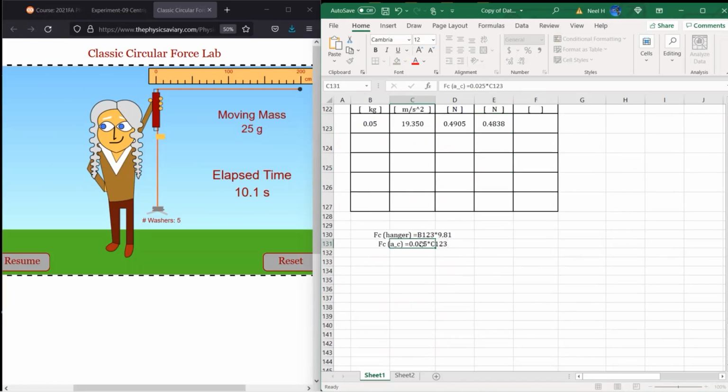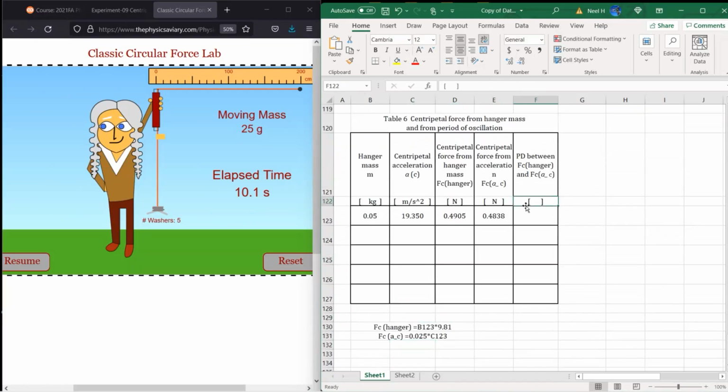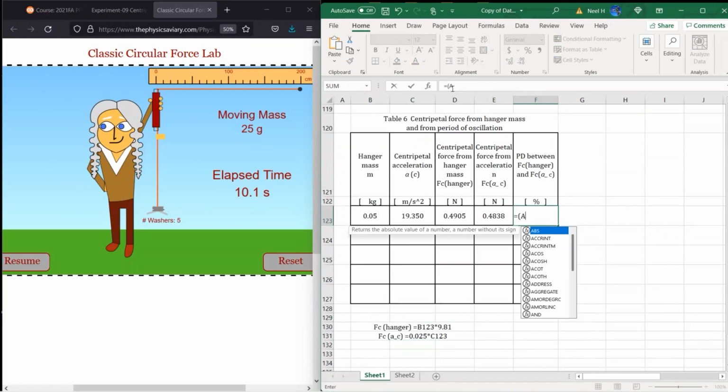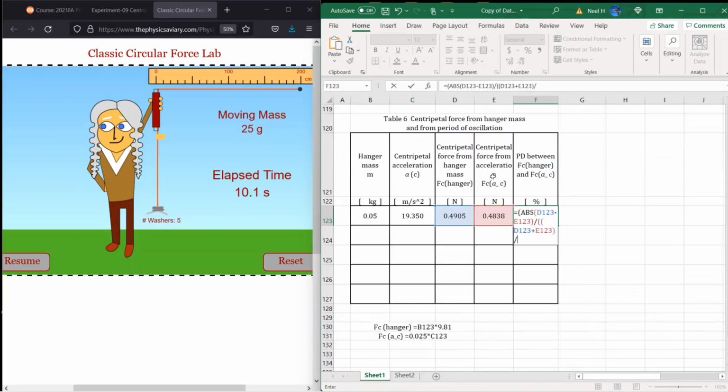Okay. Then we'll compare those two. There's no standard value or anything, so we'll do the comparison in terms of percent difference. Equal open bracket ABS, difference between the numbers divided by the average of the numbers. Okay. Any question, guys? Any problems?